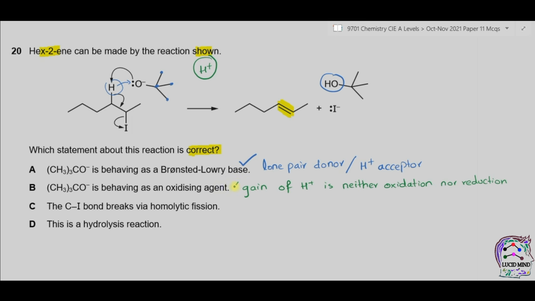So this is incorrect. Part C, the carbon iodide bond breaks via homolytic fission. In homolytic fission, there is equal distribution of electrons on both sides, but here we can see that neutral iodine has converted into iodide negative, which means that there is heterolytic fission, it is not homolytic fission.